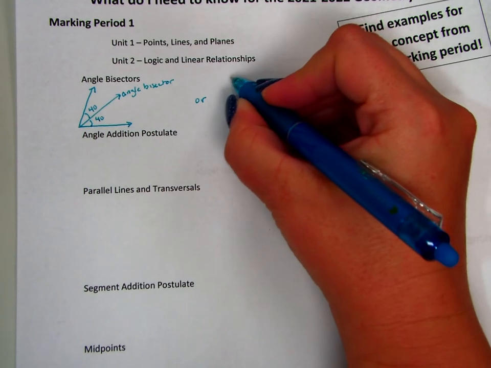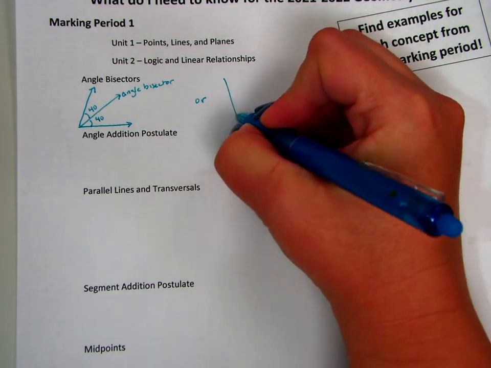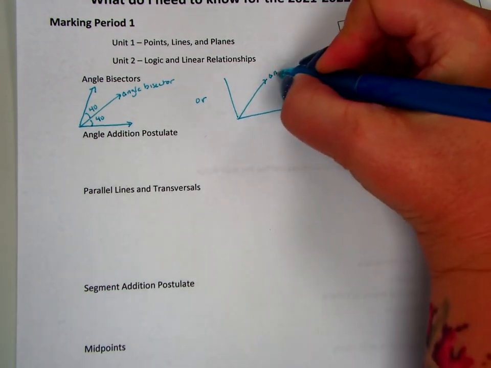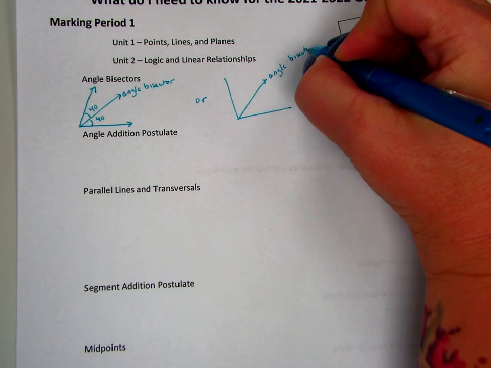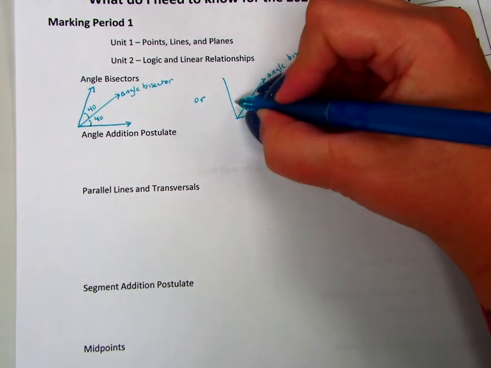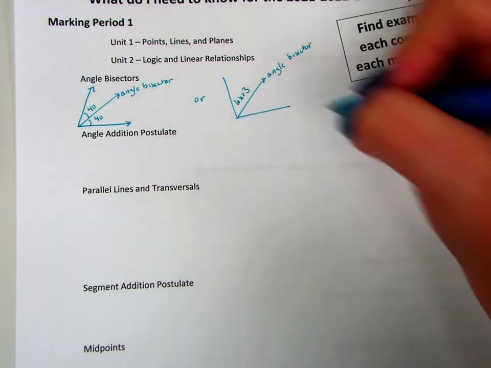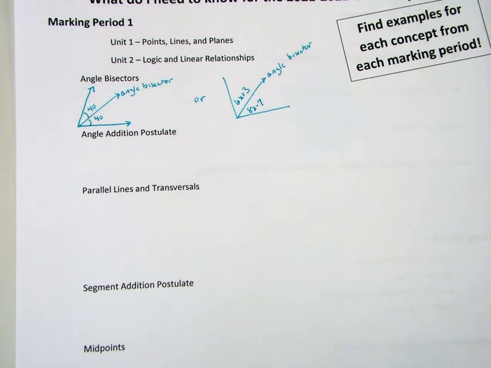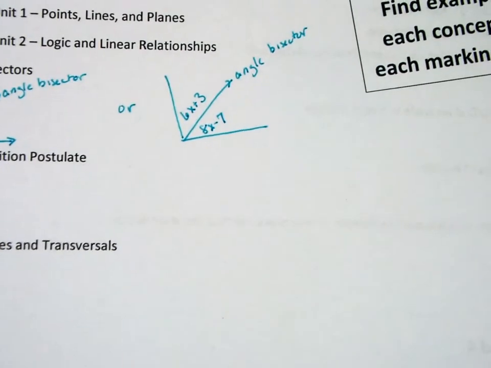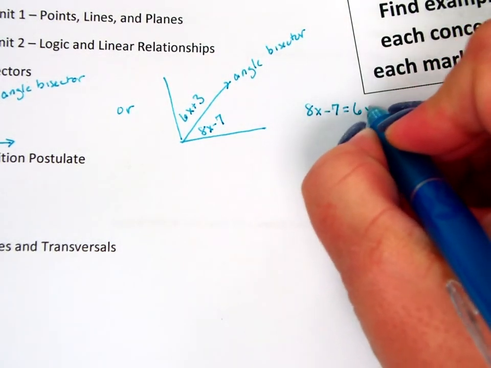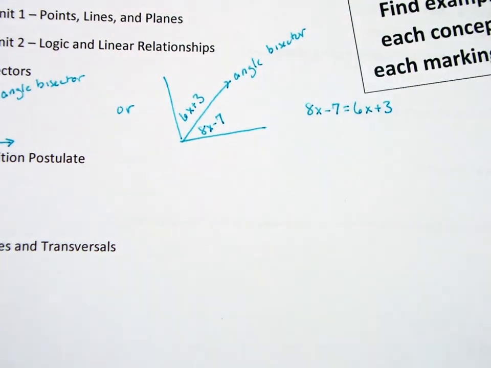So another way we see angle bisectors is we may have an angle that's bisected. And sometimes we'll see expressions like maybe 6x plus 3 and 8x minus 7. And I have to find x. What would I do in this case to find x? Yeah, I would set those 2 things equal to each other, right? I would do 8x minus 7 equals 6x plus 3. And then from there, I would just solve.